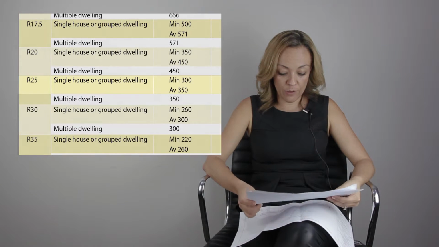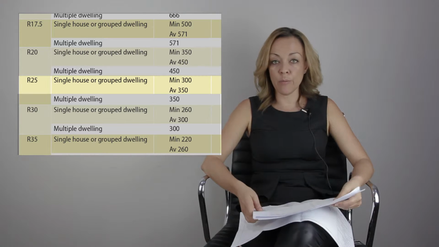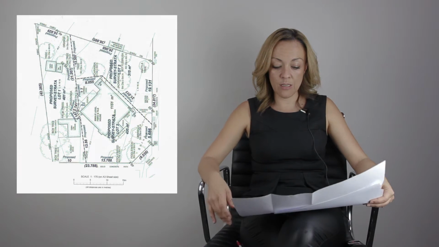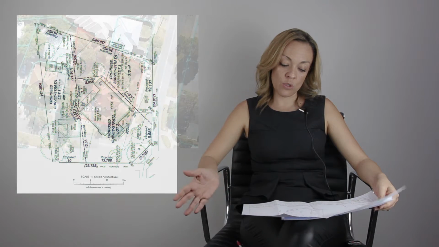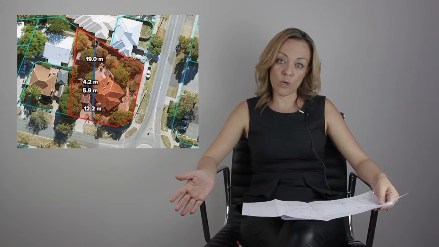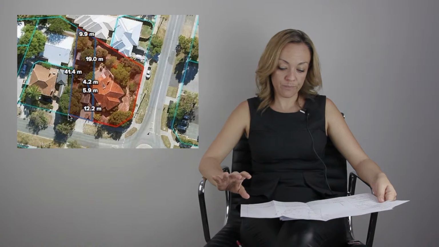Under R25, we're looking at an average of 350 square metres and a minimum of 300 square metres. This site, as it is a corner site, we can subdivide into 3. We're retaining the house, and to the left of that we are creating a new lot which is roughly 400 square metres. This site will be the one that we put the 4x2 on.